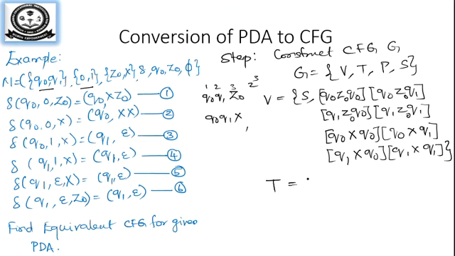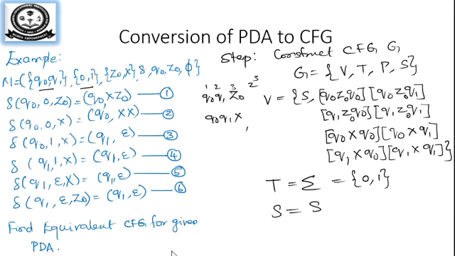Now what are the terminal symbols? It will be equivalent to the sigma of the PDA, which is going to be 0 and 1. And what will be your start symbol? The start symbol is S. Now we have to find the production rules.